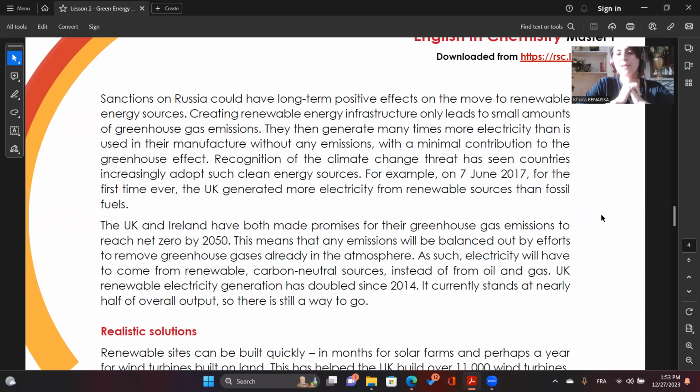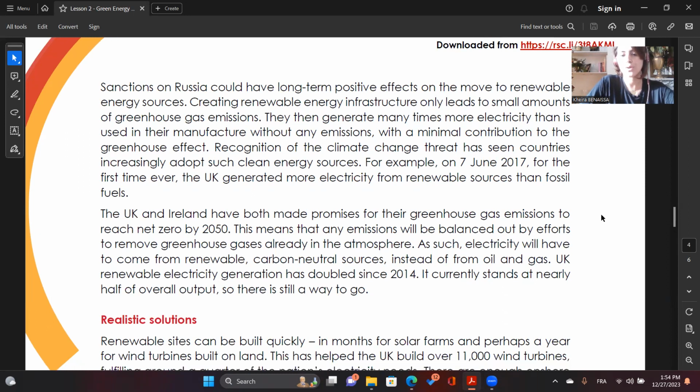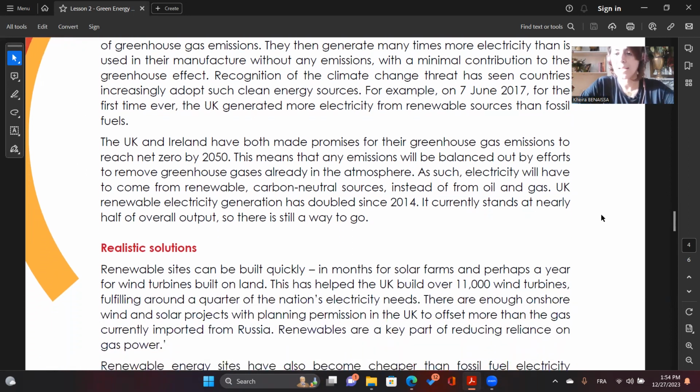For example, on 7 June 2017, for the first time ever, the UK generated more electricity from renewable sources than fossil fuels. The UK and Ireland have both made promises for their greenhouse gas emissions to reach net zero by 2050. This means that any emissions will be balanced out by efforts to remove greenhouse gases already in the atmosphere. As such, electricity will have to come from renewable carbon-neutral sources instead of from oil and gas.